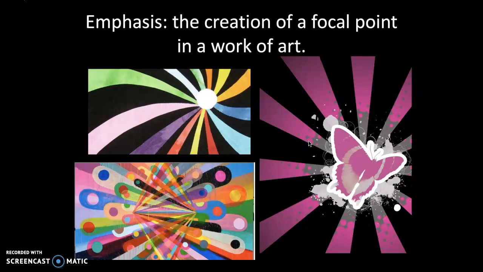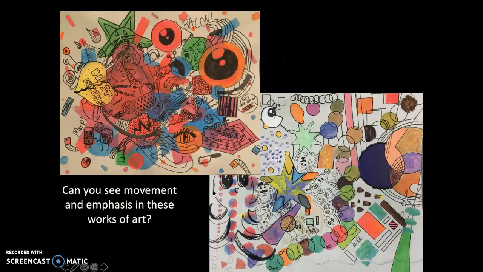Think about also creating a focal point or an emphasis point in your art. That's where the viewer looks at first, maybe the most detailed part, and then the doodles will kind of break off from there in a movement sequence. Look at these two works of art from fifth graders in the past. These are some really great examples. Can you see where they showed movement and emphasis in these works of art?